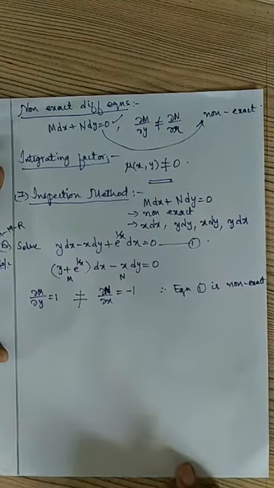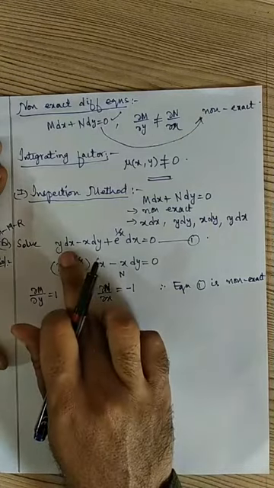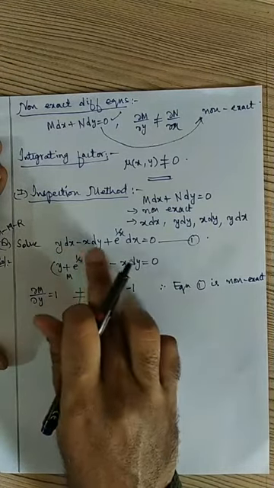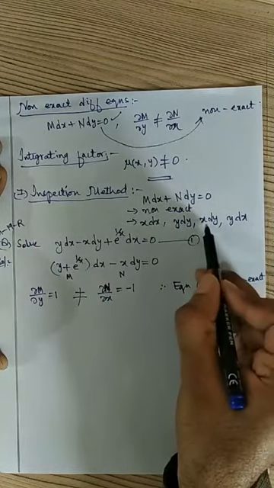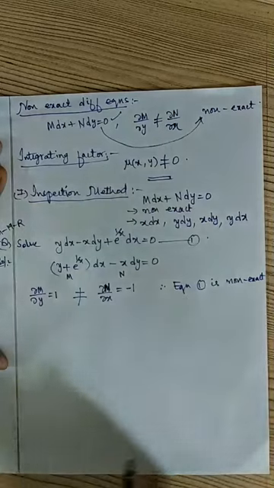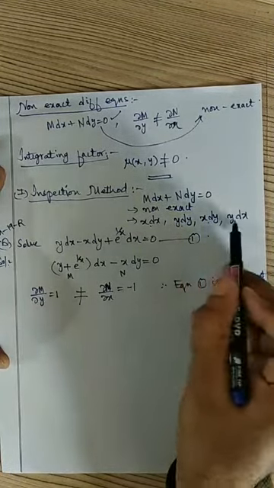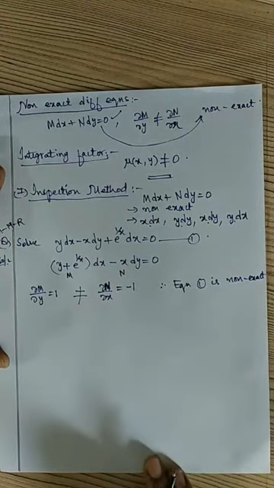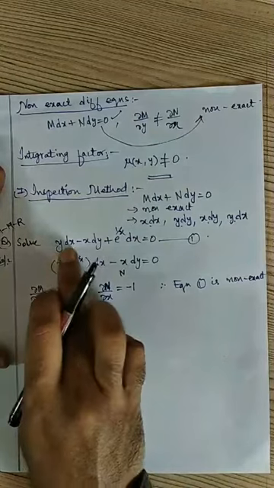Now you can observe that the given equation involves the terms y dx and x dy. So y dx and x dy, these two terms are there. Now we can apply the inspection method. As I told you, if the equation involves this kind of terms, then we can apply the inspection method. So what we have to do, here you observe y dx minus x dy.